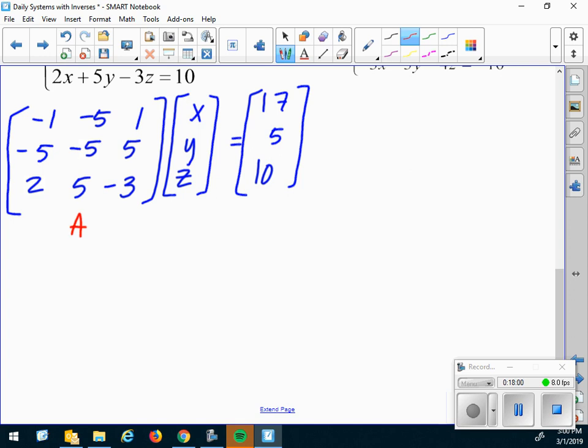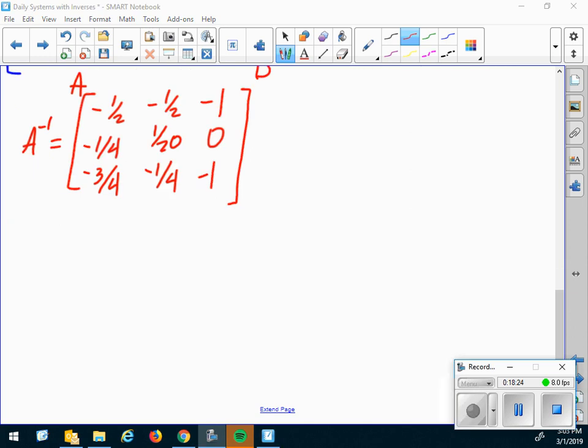I'm going to call this matrix A. I'm going to call this matrix B. You okay? What do I have to find now? A inverse. Now, ladies and gentlemen, go to your calculator and find the inverse of that matrix. Once you get the inverse, and this is a 3 by 3, I'm not going to make you write down this matrix. Here's what I want you to write down. I'm going to allow you to do this: A inverse times B equals.